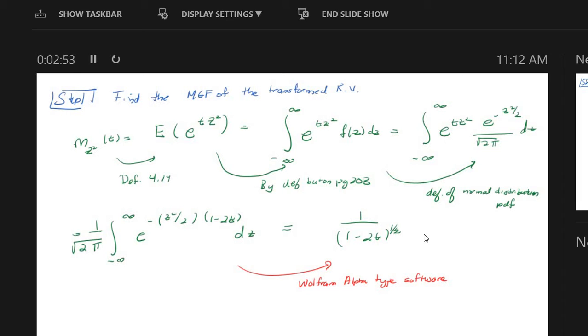So here I start. What's the moment generating function of z squared? That's the definition: the expected value of e to the t z squared. That's definition 4.14. Somewhere in the book they have how to actually calculate it, but I randomly went through the book and saw on page 203 that this is equal to this. So you can find it. Then f of z is this guy right here. That's the definition of the normal distribution with z squared replaced.